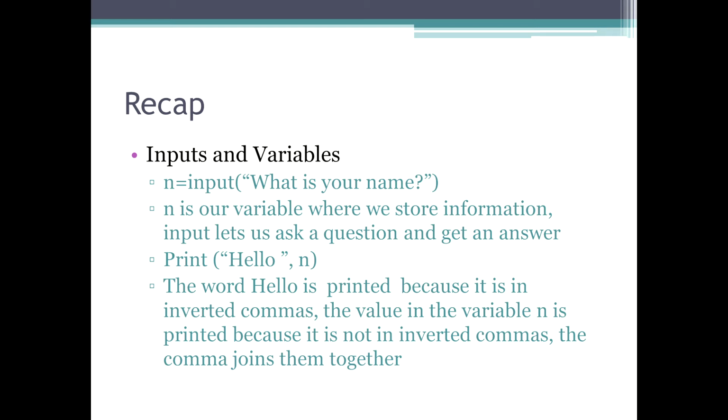Our next wee example is print hello n. That is going to print the word hello, because that's in inverted commas, it'll print that exact word. And it will print whatever we've got stored in n. So we've got n equals input, what is your name? Whatever we typed in there is now stored in n. So whatever we typed in is what is going to be displayed. And that comma in between them is just joining those two bits of text together.